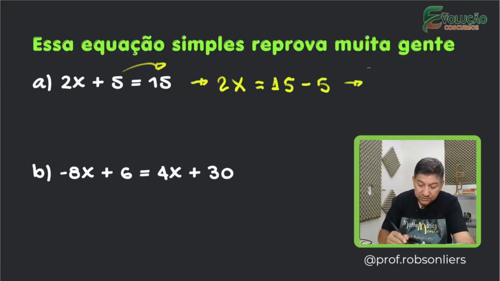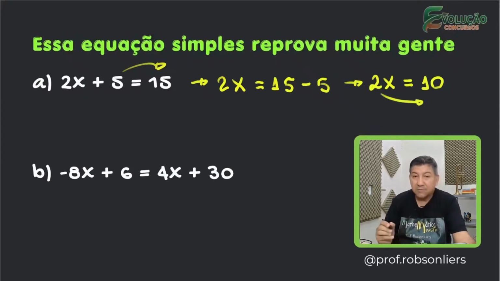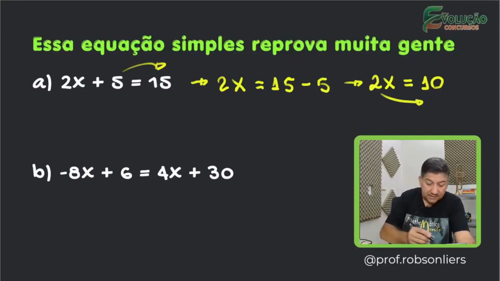Continuing here, 2x equals 15 minus 5, which is equal to 10. Now 2x equals 10. The 2 is multiplying x. We're going to move it to the other side of the equation with the inverse operation. And the inverse operation of multiplication is division. So x will be left alone there. It's equal to 10 divided by 2, and 10 divided by 2 is equal to 5.